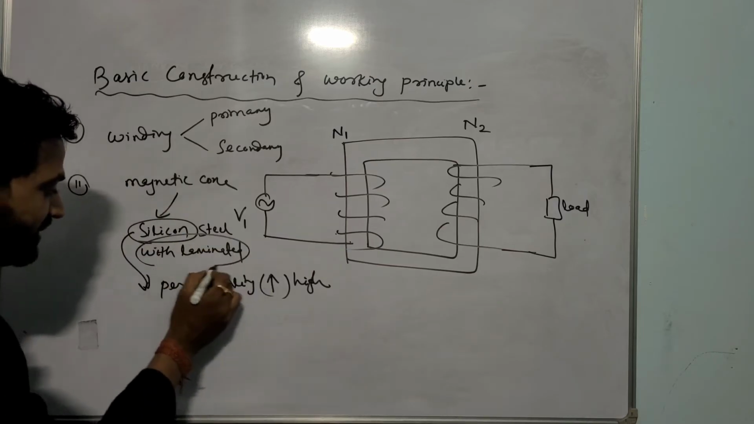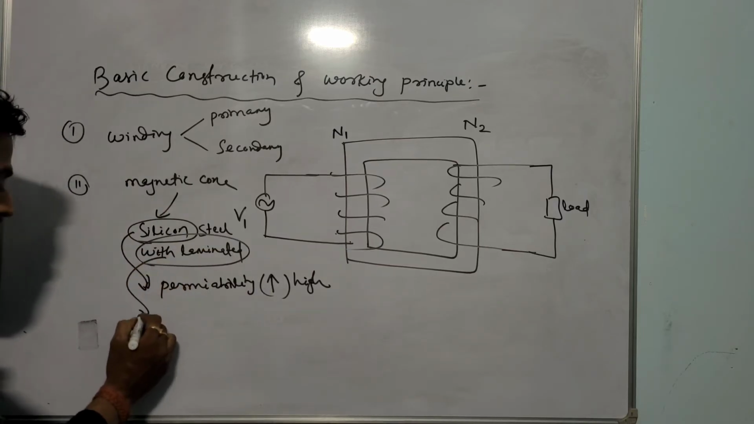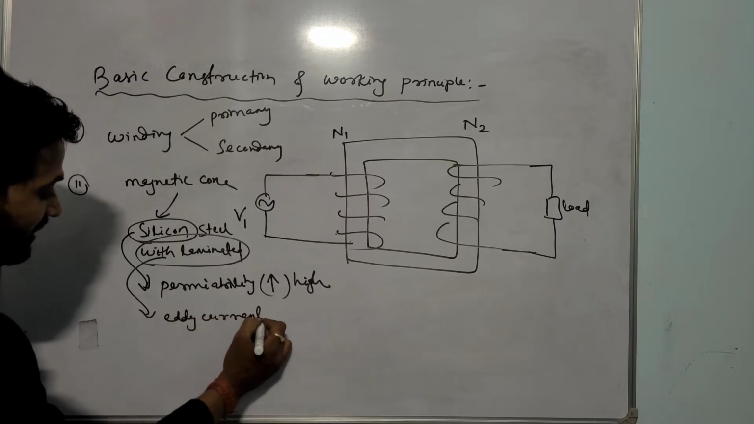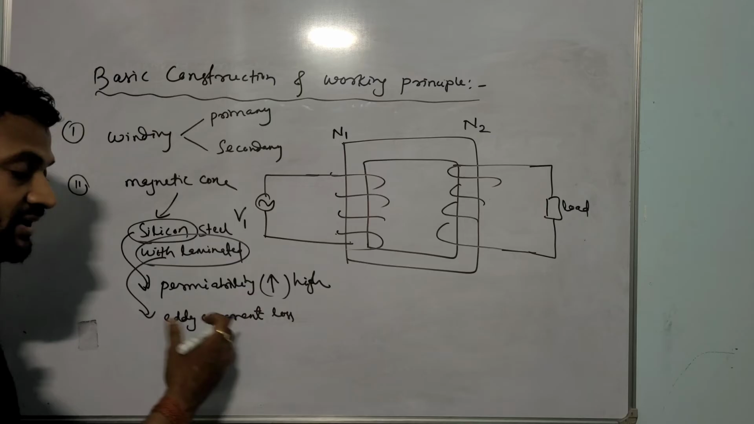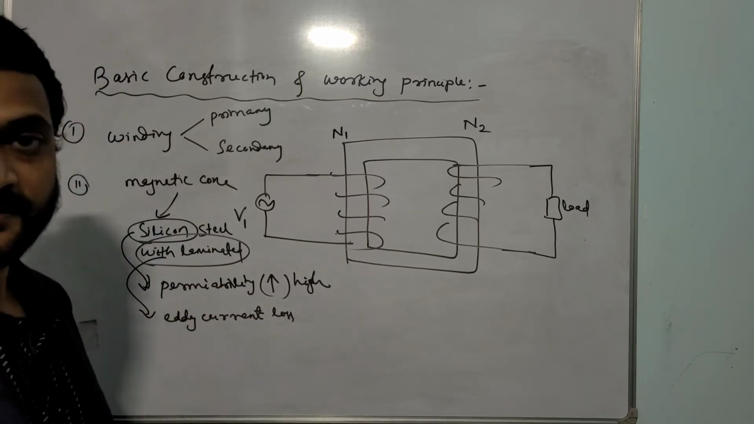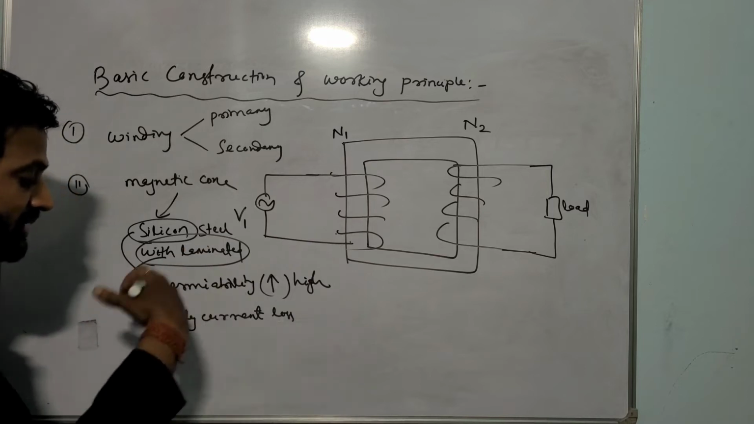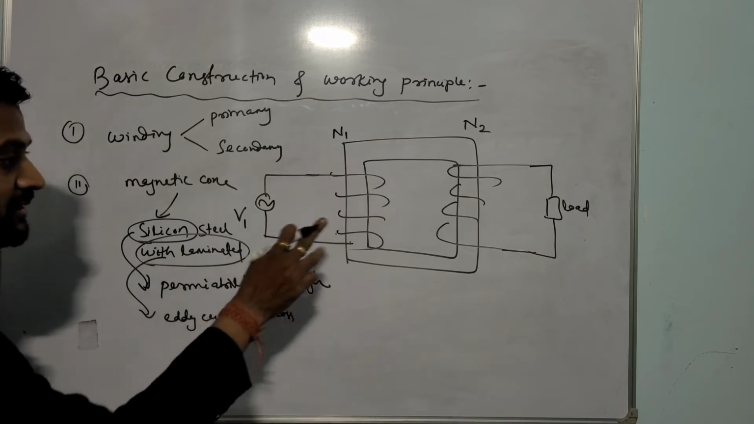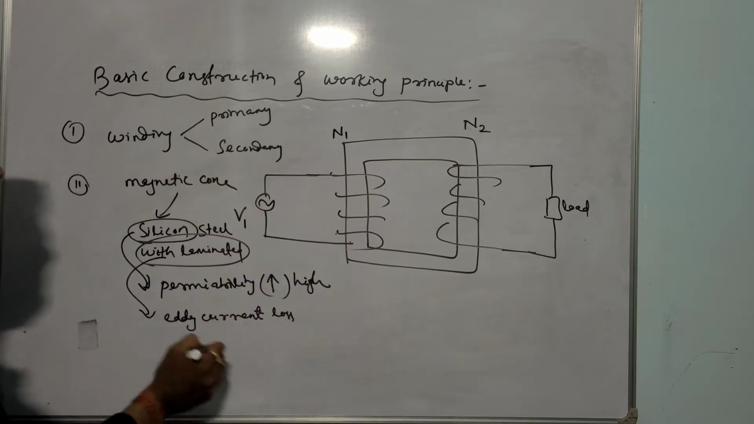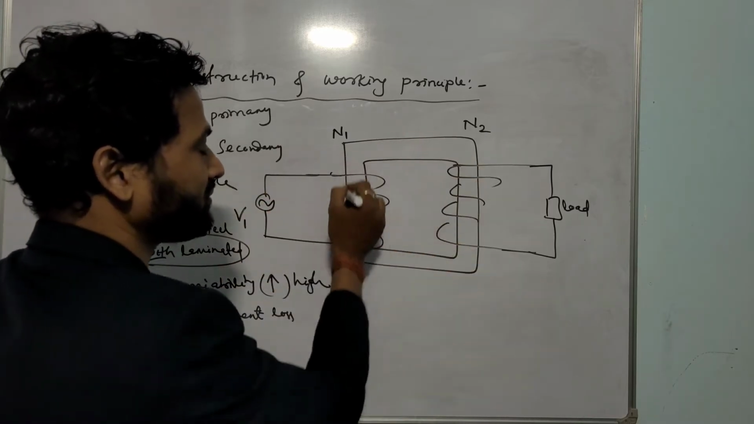And why is lamination there? Lamination is there to reduce eddy current loss. Since it is a core, it has eddy currents. Due to eddy current loss, efficiency will be less. That's why we can minimize the eddy current loss by laminating the core. So that is all about the basic constructional features of the magnetic core.